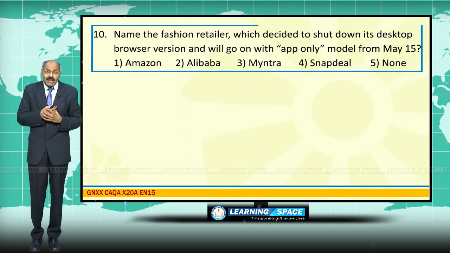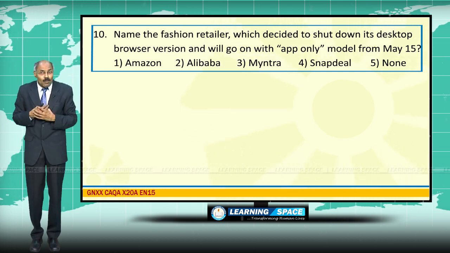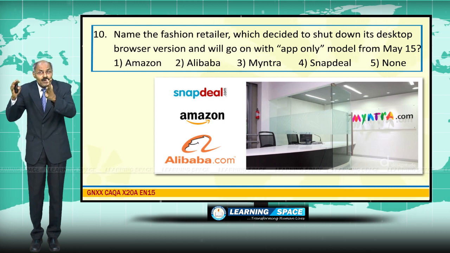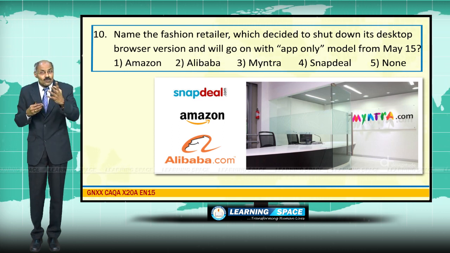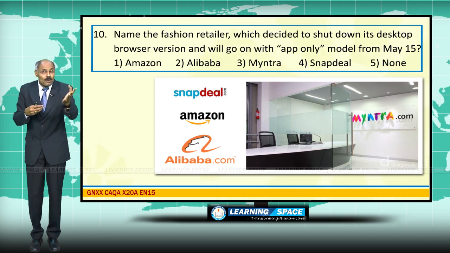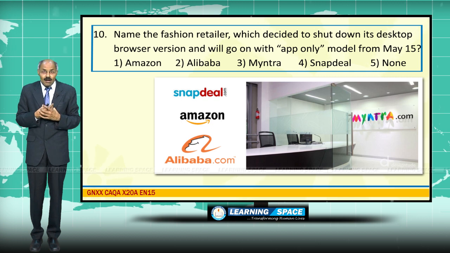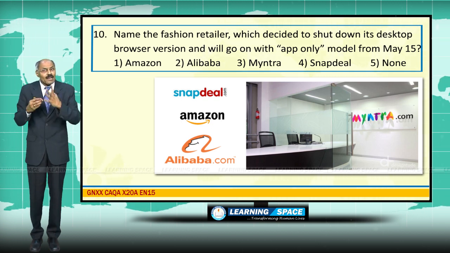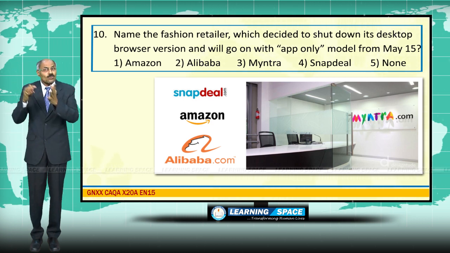Name the fashion retailer which decided to shut down its desktop browser version and will go on with an app-only model from May 15. It has got 2 models. One is the desktop browser version. All of you are well aware, if you want to purchase or order through any e-commerce firm, you can access through the browser model or through the app model.